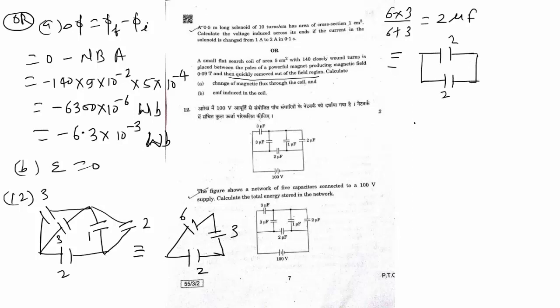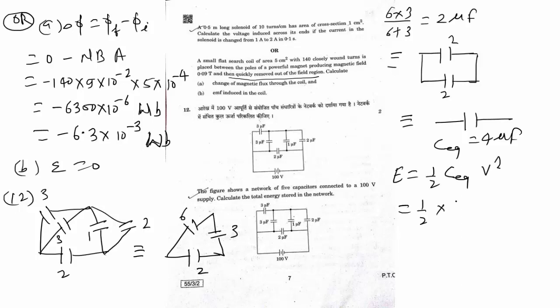So the equivalent circuit now can be redrawn as this. 2 and 2 in parallel, their equivalent is C equivalent, that is 4 microfarad. Total energy stored will be half C equivalent V square, that is equal to half into 4 into 10 to the power minus 6 into 10 to the power 4 volt square, equal to 2 into 10 to the power minus 2 joule, that is equal to 0.02 joule.